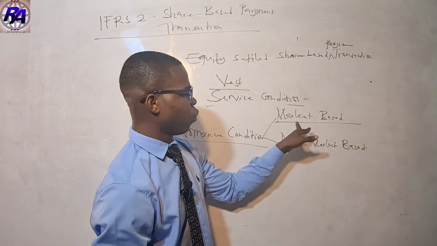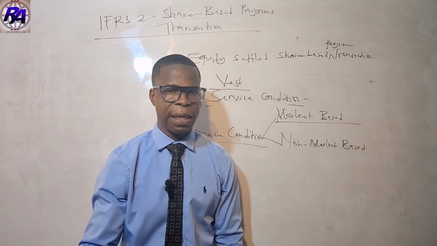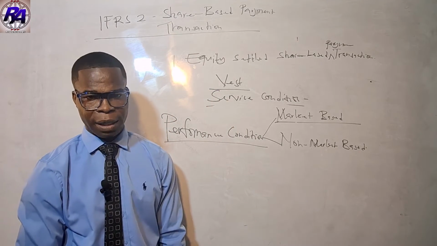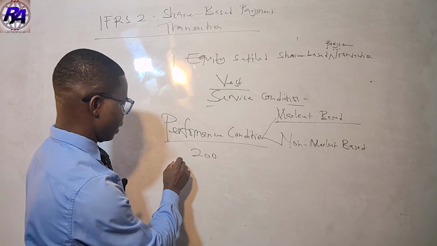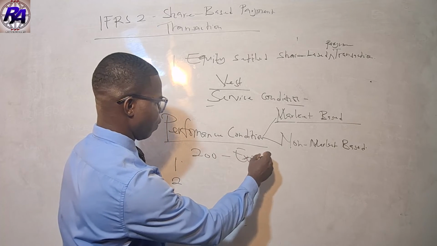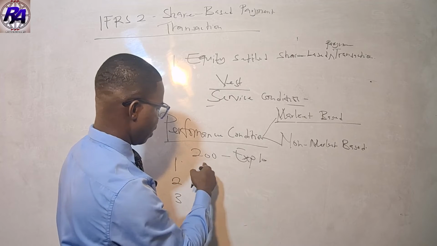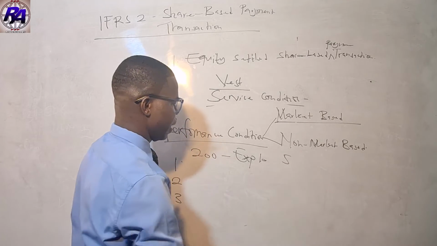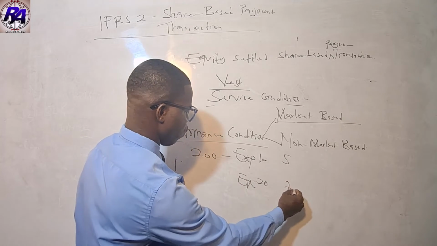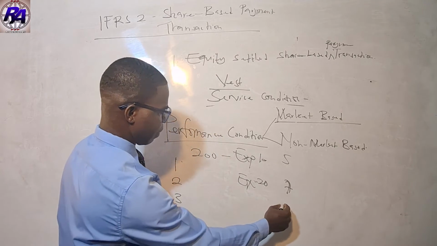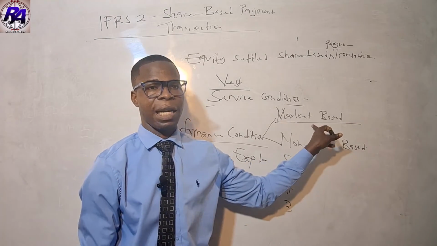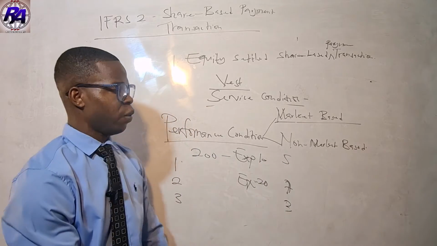Now, with these two, how the employee is treated is the same. So let's use the same first example. We have 200 employees. We are looking at year 1, year 2, and year 3. We are expecting that 10 will leave in year 1, and 5 actually leave. Then we expect that 20 are leaving, and 7 will actually leave in year 2, and in year 3, 3 actually leave. Now, when it comes to performance condition, whether market-based or non-market-based, this is how we are going to deal with the employees.